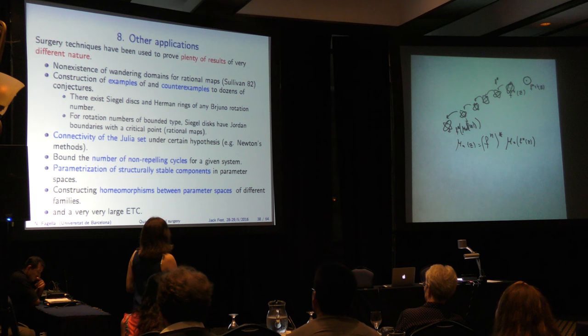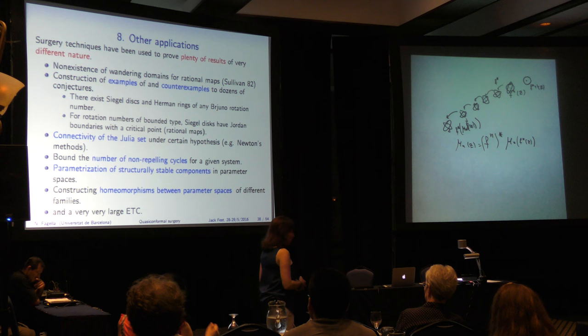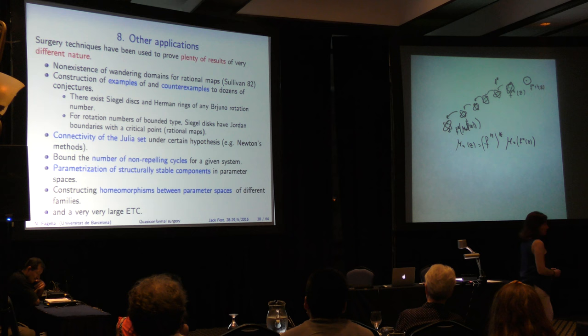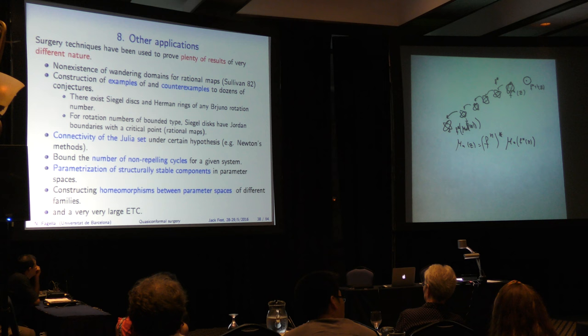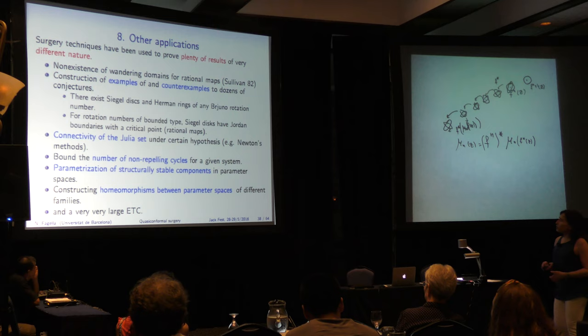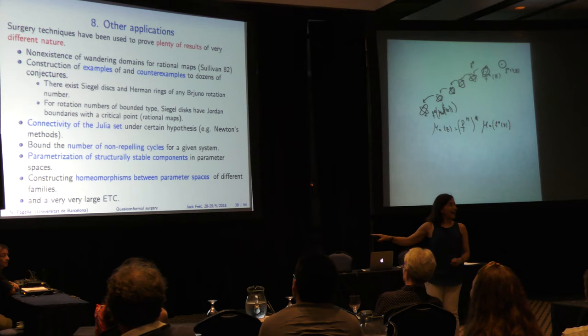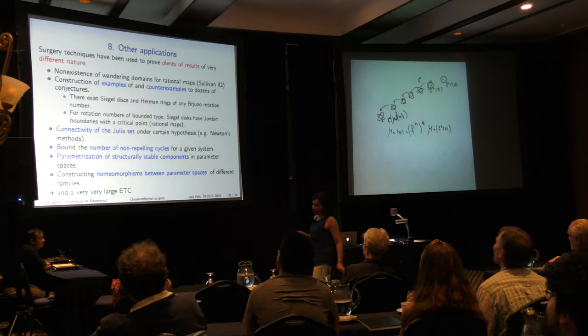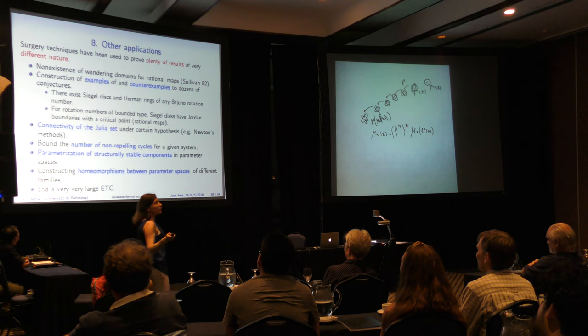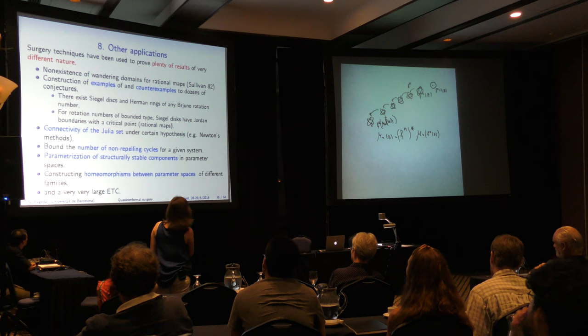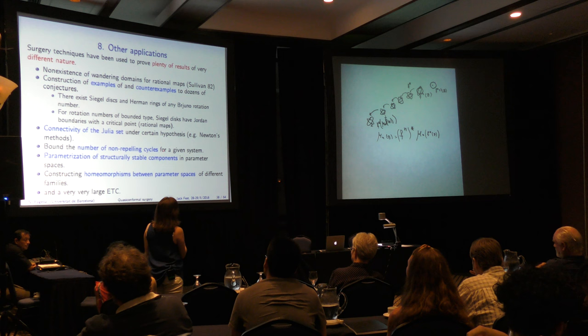Or for the connectivity of Julia sets under certain hypotheses. For example, from Newton's method, Shishikura used a very nice surgery construction to show that the Julia set is connected, and this has been extended to transcendental maps as well, without surgery. I'm realizing that Shishikura is in most of these lines here. There are many others, of course: here is Herman, Świątek, and Carsten. I'm not going to put them all because I would not finish, but each of these has a lot of people playing a role. Connectivity of the Julia set, or a bound on the number of non-repelling cycles for a given system.